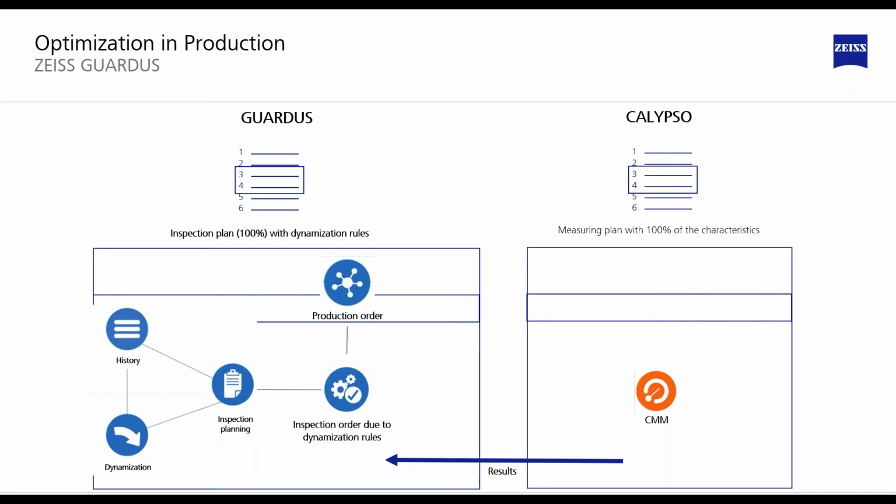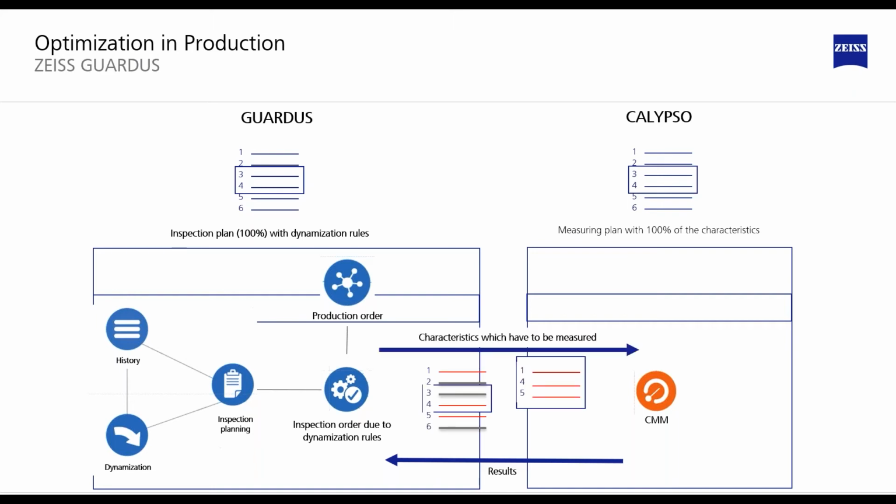Then by components, it is no longer necessary to check all cavities during injection molding, for example. And then very interesting, by inspection relevant characteristics. It is no longer necessary to measure all inspection characteristics. Let me give you an example there.